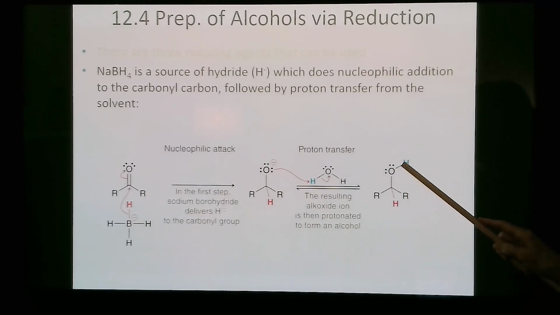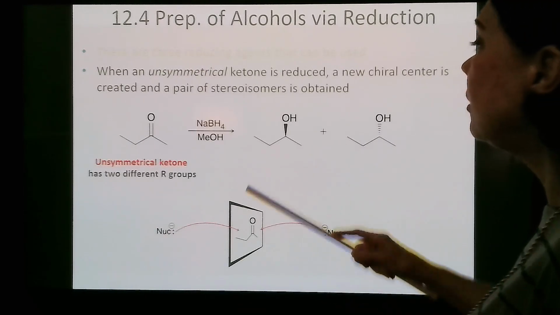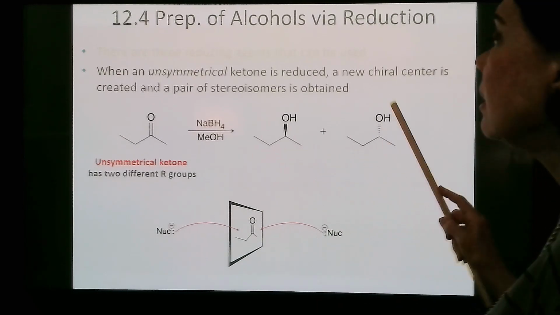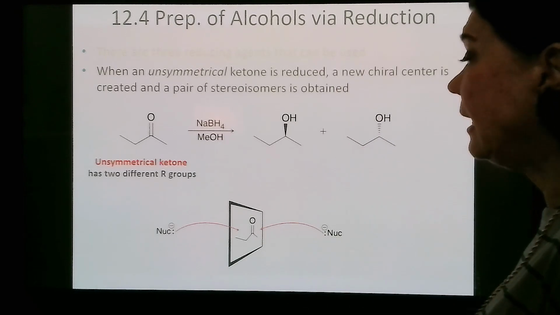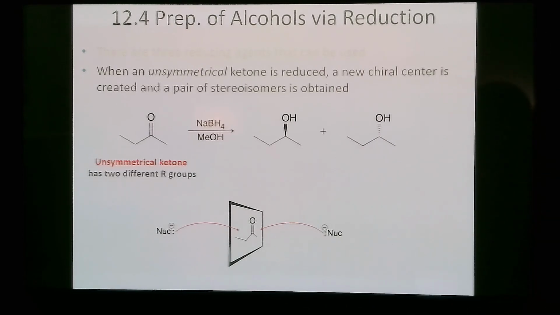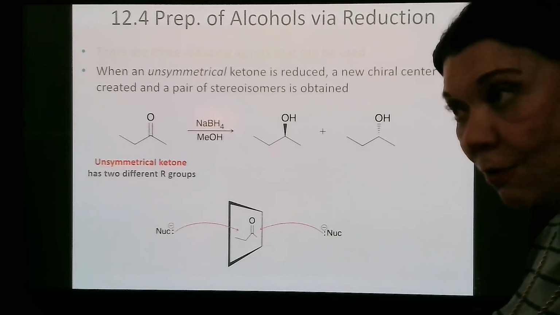So then you have, this is your target molecule. You have now generated your alcohol. If you have an unsymmetrical ketone that is reduced, a new chiral center is created, and so you have both enantiomers in equal amounts. So you do not generate any optical activity in this sort of a reaction, as always.